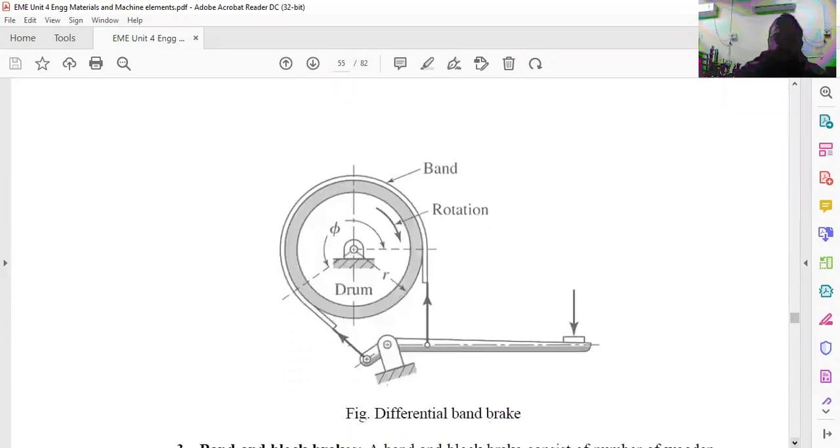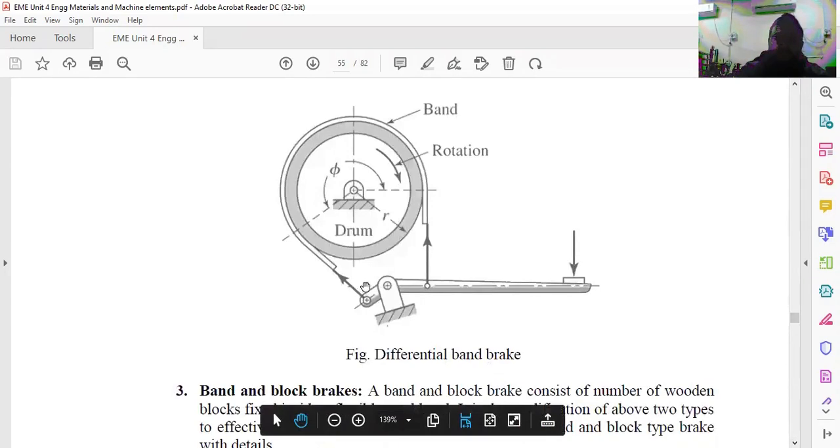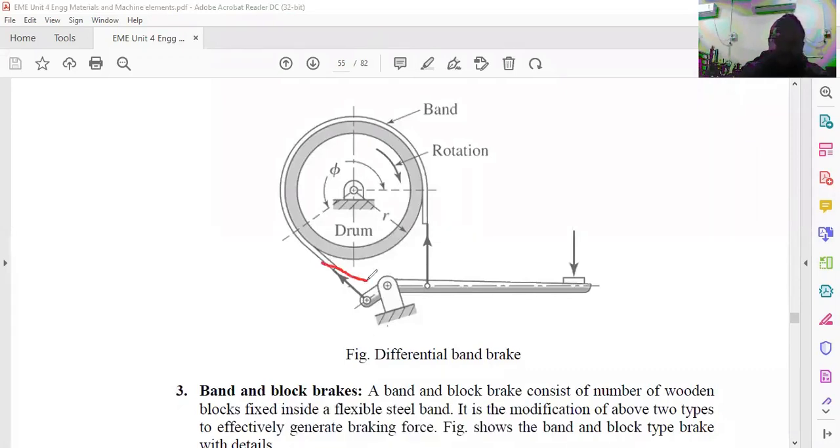Here you can see the differential band. That is the difference between simple band and differential band. In a simple band, the band is attached to this pivot point, but here we have made some differential, some amount of differential width or gap over which we can easily bend, and this can provide better braking action.